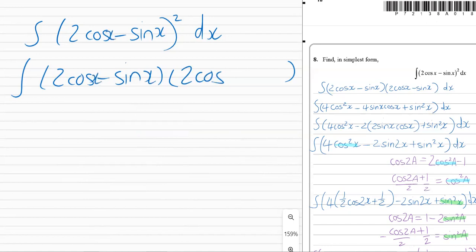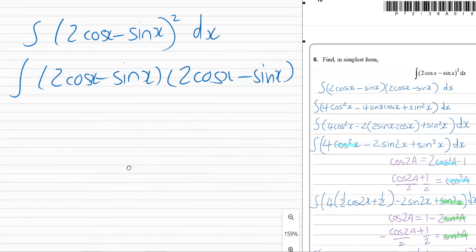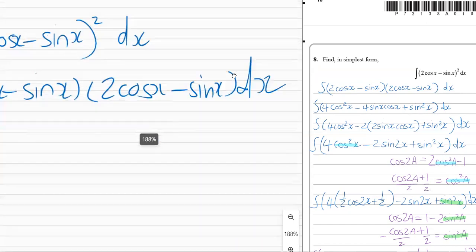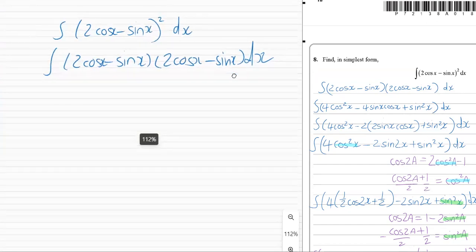Put in my x's. Cos x minus sine x, and this is with respect to x. Okay. So a little bit of algebra.